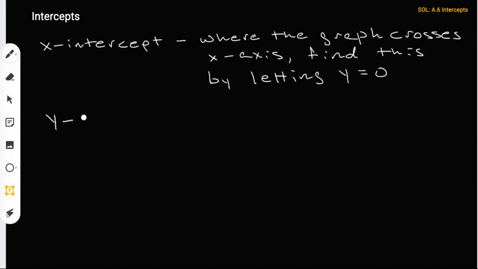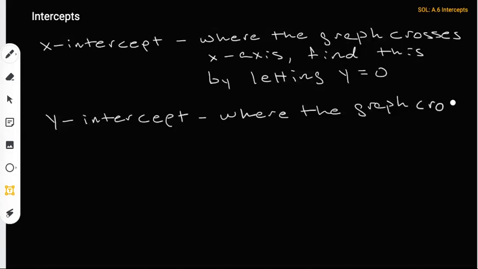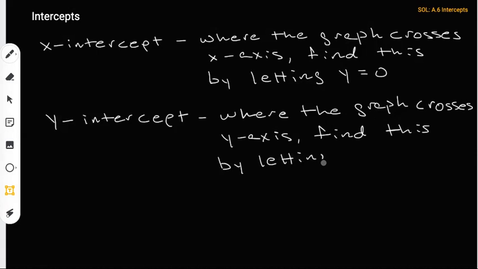And for the y-intercept, it's the opposite. So the y-intercept is where the graph crosses the y-axis. So this is going to be where the graph crosses the y-axis. And we're going to find this by letting x equal 0.